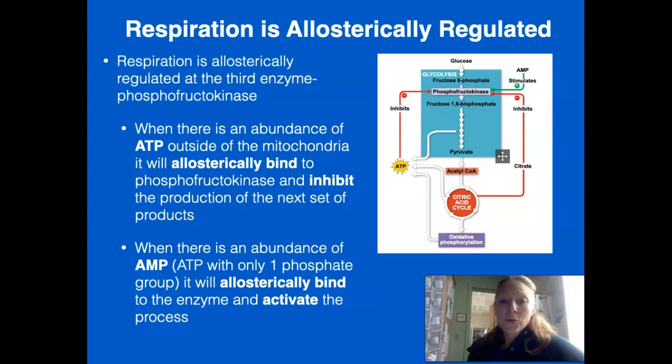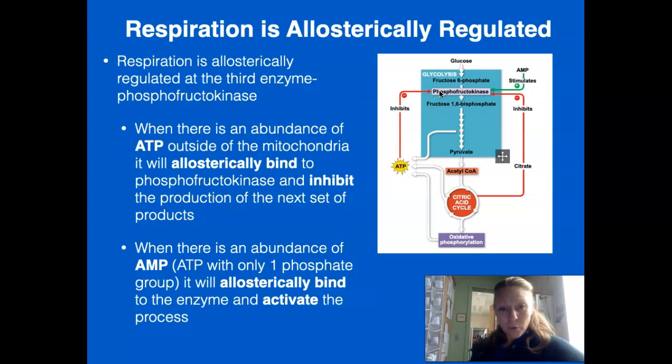And so phosphofructokinase, this is our third step in glycolysis. This is our enzyme that does the work in the third step of glycolysis. And it will be inhibited if there is lots of ATP outside of the mitochondria. So if there's plenty of ATP, it's saying, let's not waste our energy and make more ATP. It's going to allosterically bind to the phosphofructokinase.